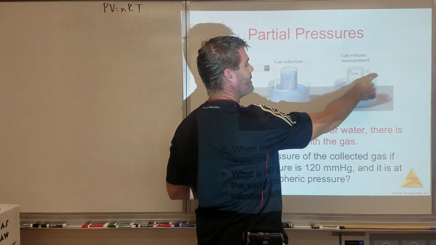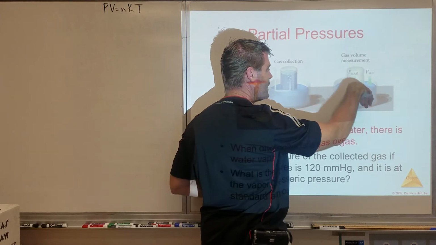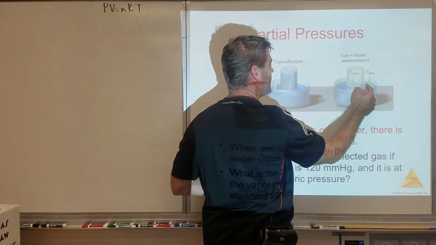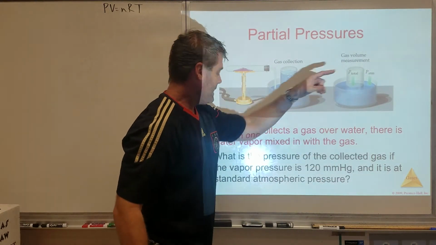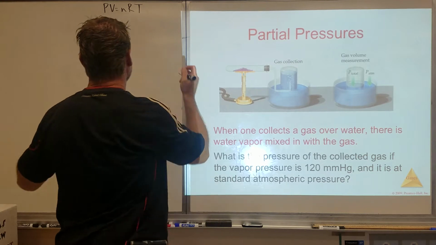If this pressure was higher than this, the water would still be moving down, right? And if this was higher than that, it would be moving up. But eventually it's going to reach an equilibrium, so we know the total pressure is... and then the question is, what can I set up?